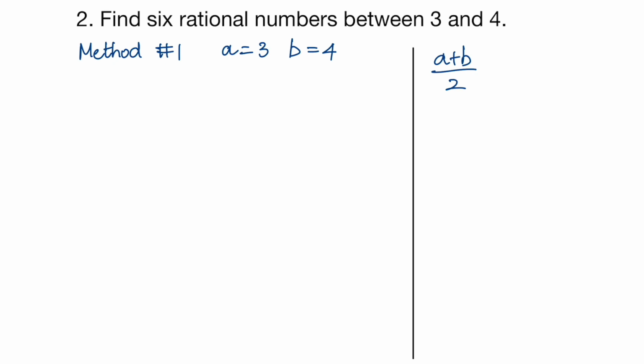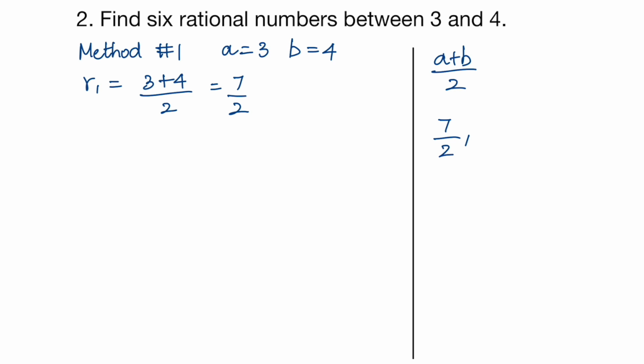Now we are just going to apply this formula here. R1 is equal to (a plus b) divided by 2. So that is (3 plus 4) divided by 2. 3 plus 4 is 7, and 7 divided by 2 is one rational number. I'm just going to write it in this corner of the screen. So 7 by 2 is one rational number that we have formed.